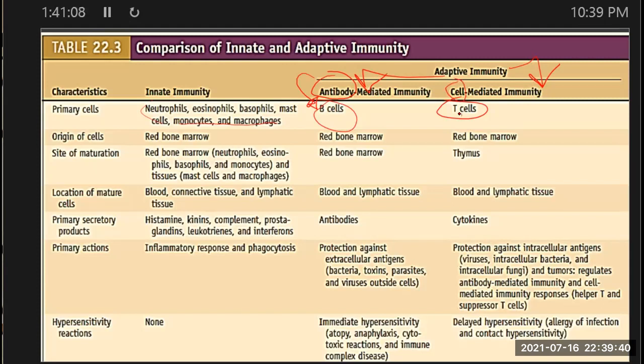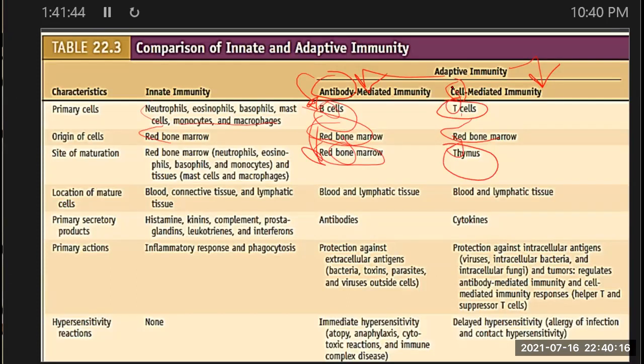Origin of cells: where do they all come from? The red bone marrow, of course. Take note, I said origin, not maturation. The site of antigen-independent lymphopoiesis is the red bone marrow. But if I say maturation, where do they mature? B cells mature in the bone marrow, B for bone marrow. T cells mature in the thymus.